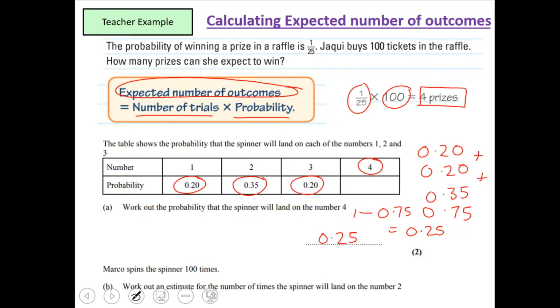Okay, so then we need to use that formula, number of trials times by the probability. The number of trials is 100, okay, and the probability that the spinner lands on 2 is 0.35. You do 100 times by 0.35, and the answer that you should get is 35.